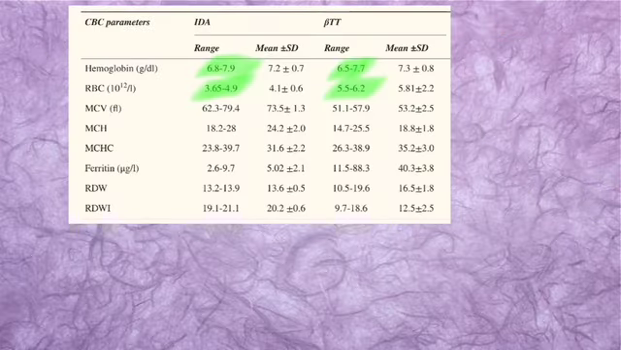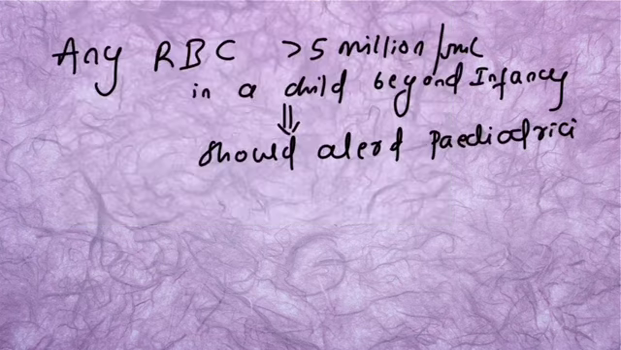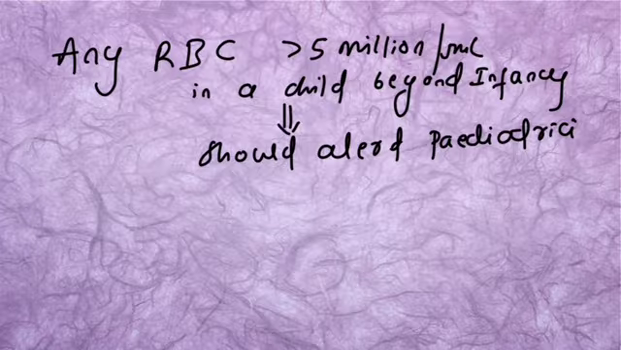So here is a comparison table showing IDA and beta thal trait. The hemoglobin is almost the same in both, but the RBC count has decreased according to the HB in IDA, whereas in beta thal trait RBC counts have not dropped. It is maintained above 5 million. Any RBC more than 5 million per microliter in a child beyond infancy should alert the pediatrician.